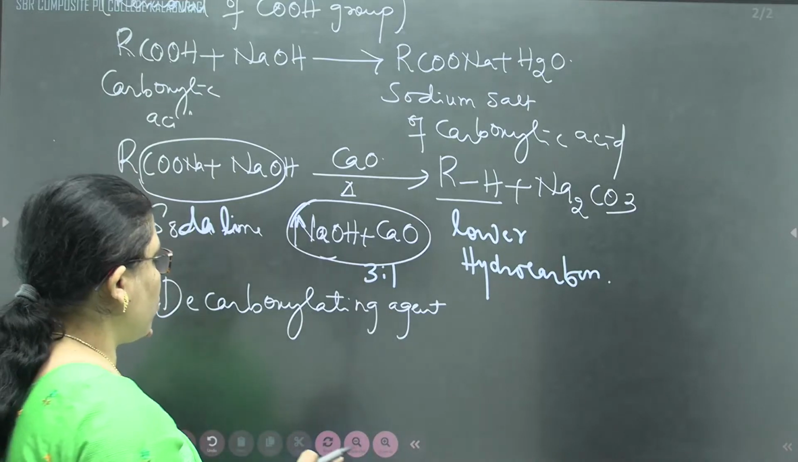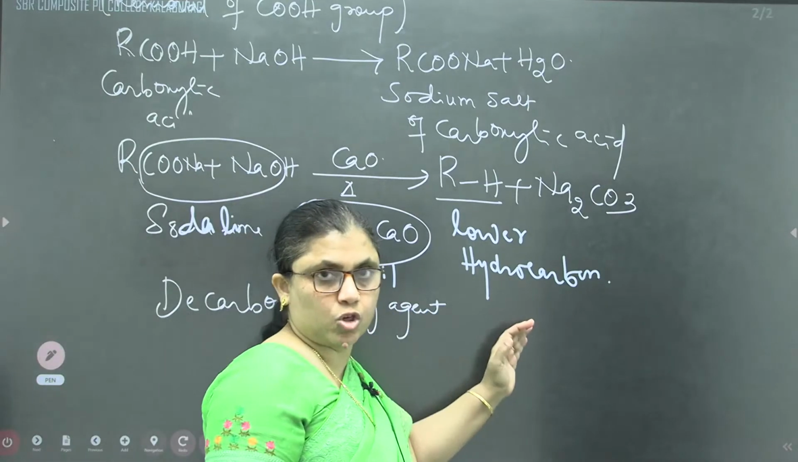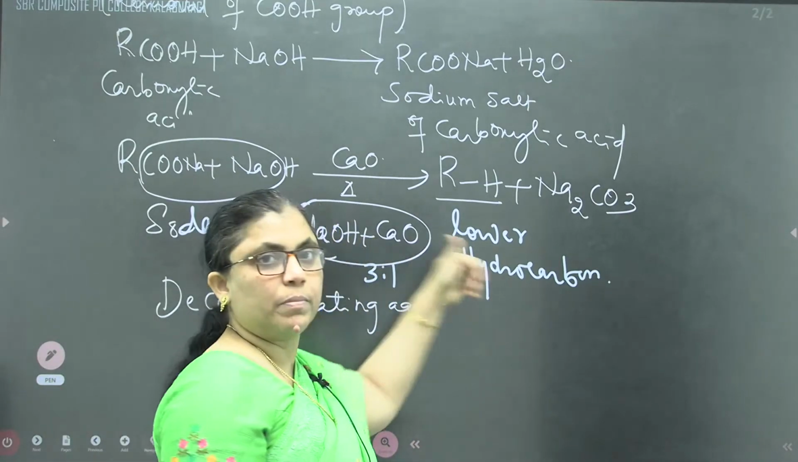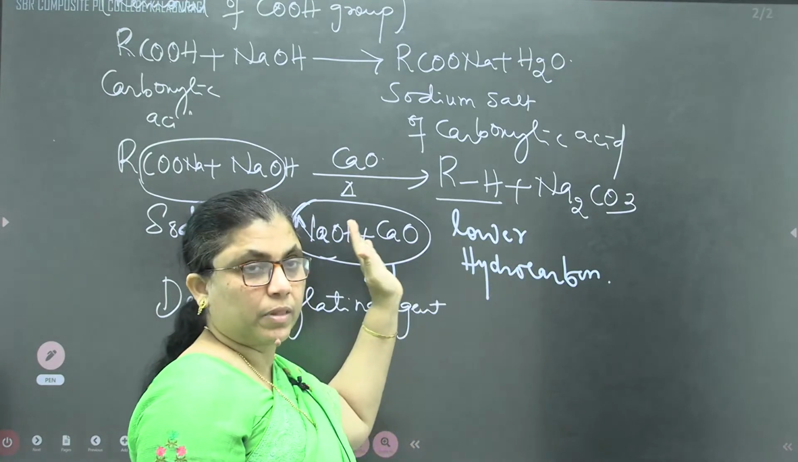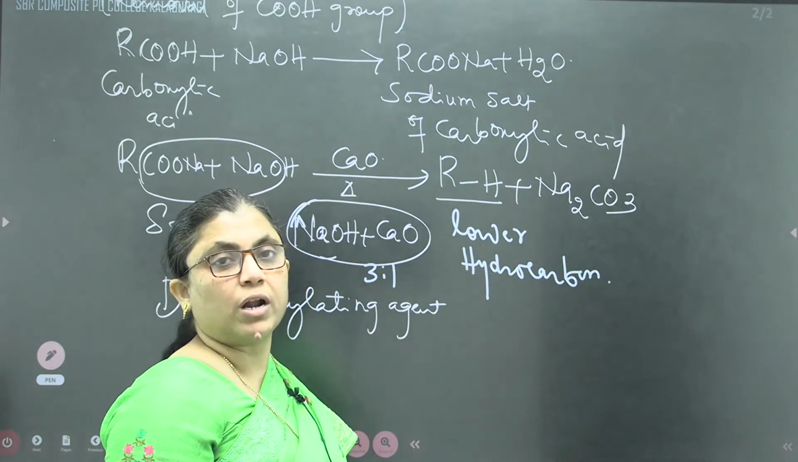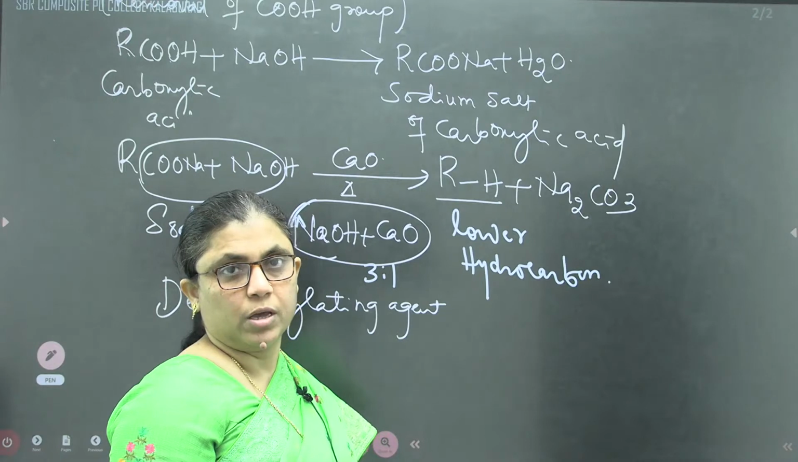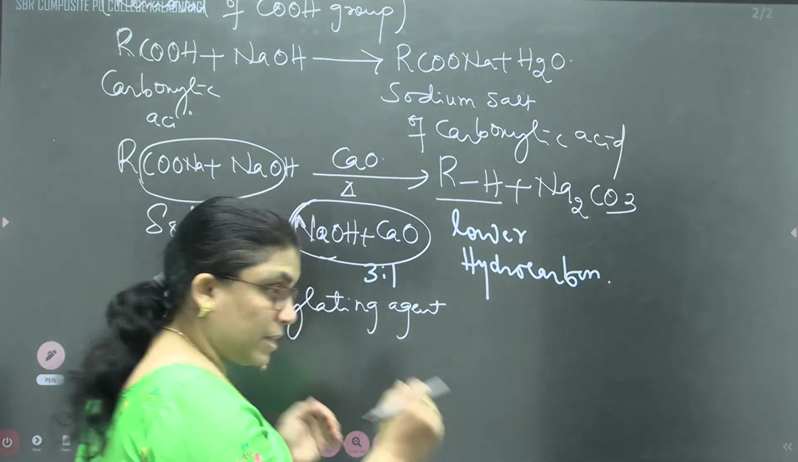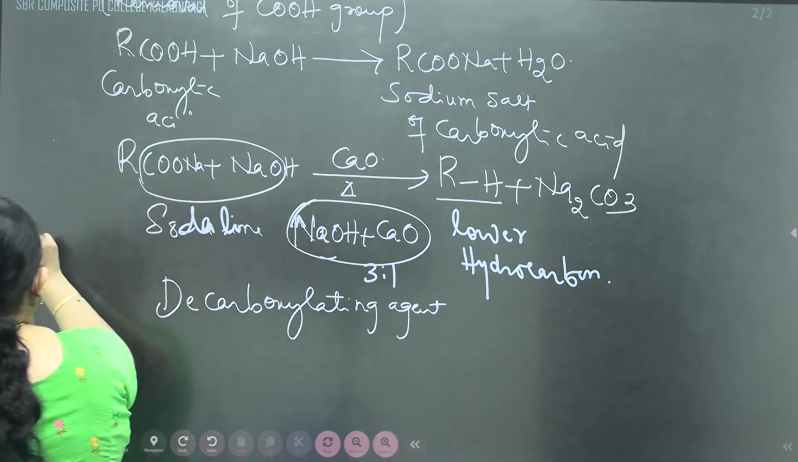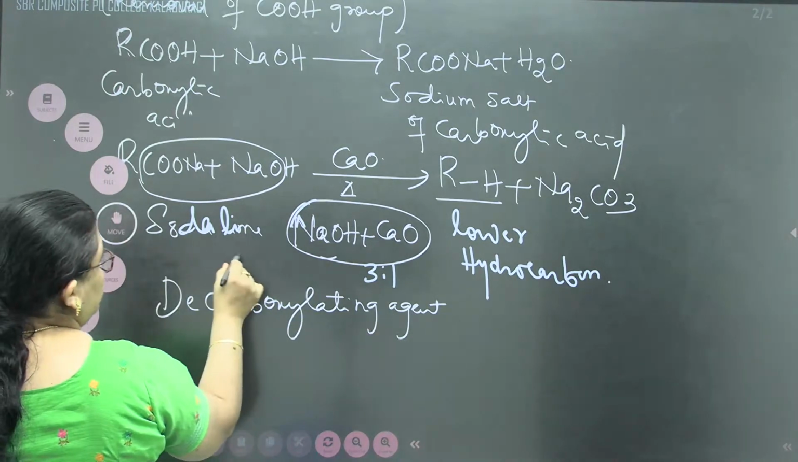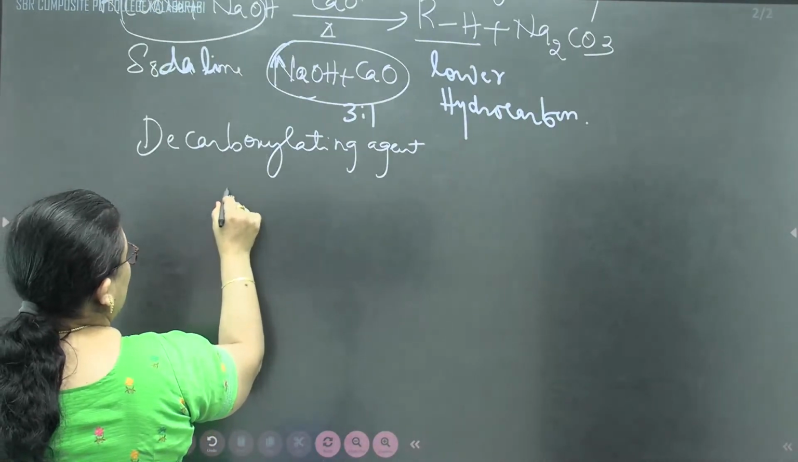That's why it is called decarboxylation, where carbon dioxide will be evolved from the carboxylic group. That's why it is called decarboxylation, removal of carboxylic group. Let us move to the example now, children. I'll take the example.